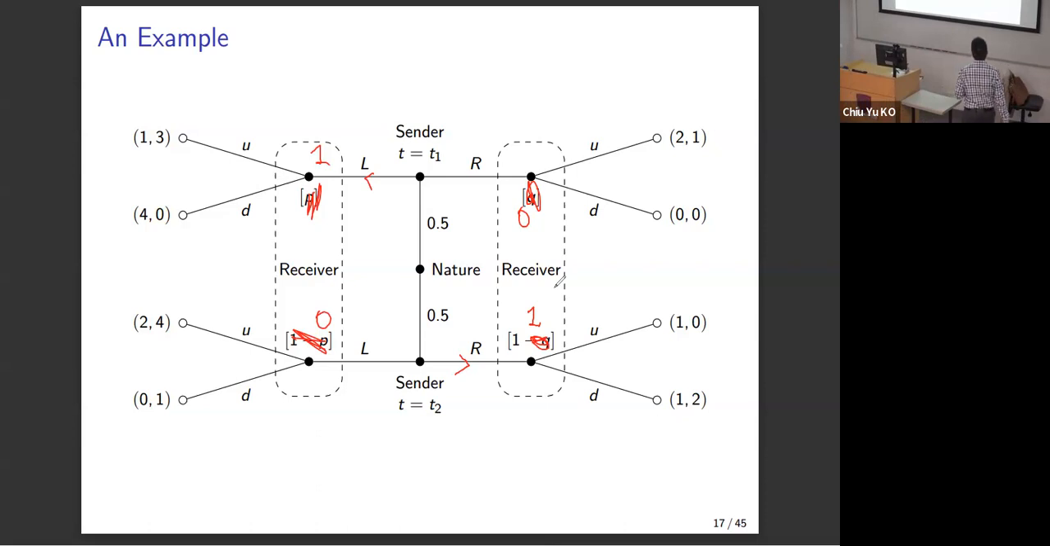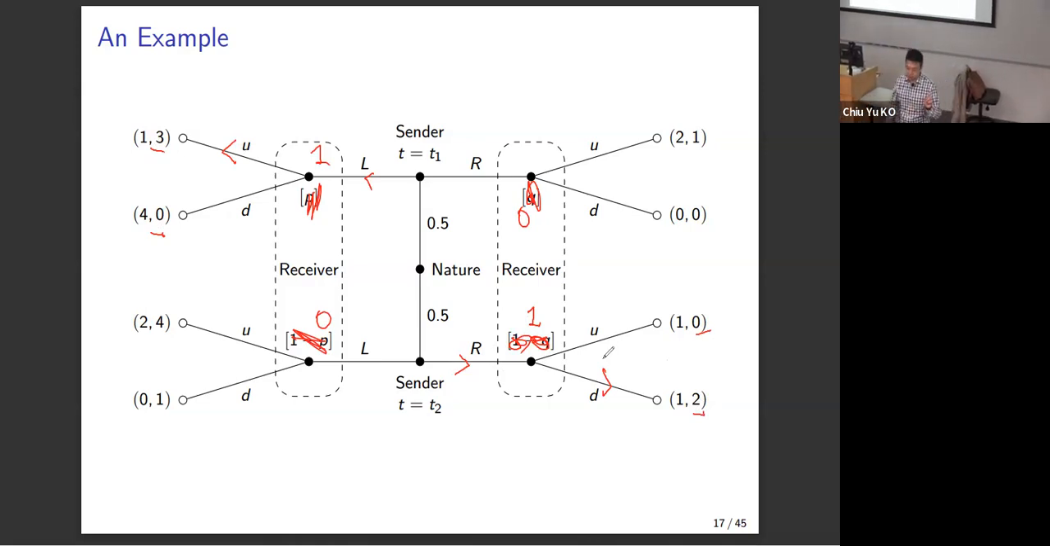Now we look at the receiver. What does the receiver do if he thinks it's the upper type when he sees L? You would do U. You compare these two, you will do U. And if you are the receiver seeing R, you believe you are below, what would you do? 0 or 2, you would do 2. So this is sequentially rational for the receiver. The question is we ask the sender. Is the sender doing the right thing?